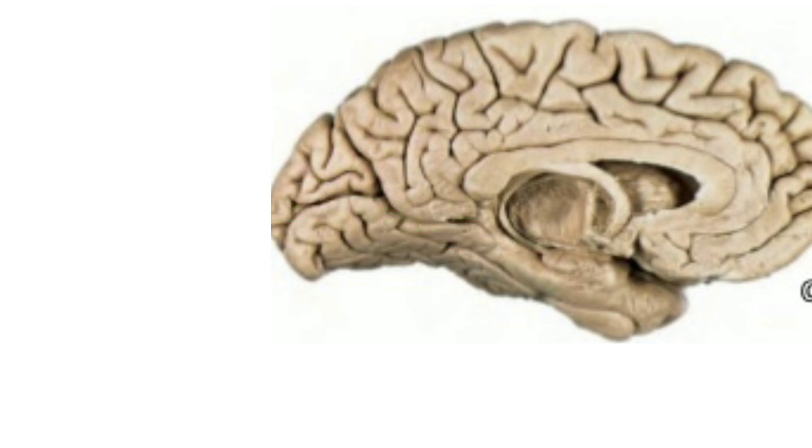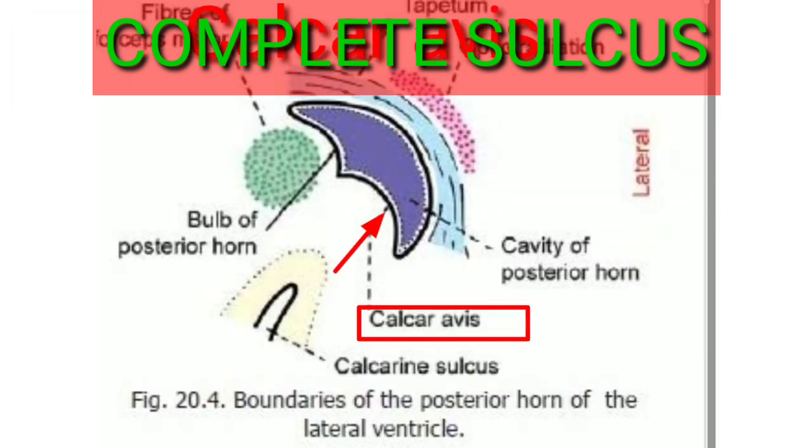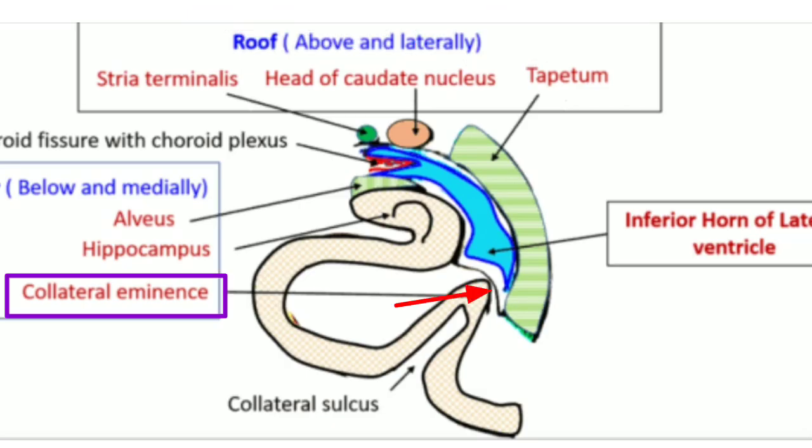Next, coming to the complete sulcus, it is the one that reaches the wall of the ventricle to produce an elevation there. There are two examples. The posterior part of the calcarine sulcus produces the calcar avis in the posterior horn, and the collateral sulcus produces the collateral eminence in the inferior horn of the lateral ventricle.